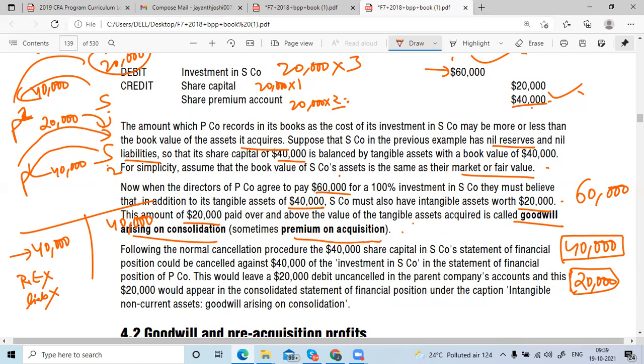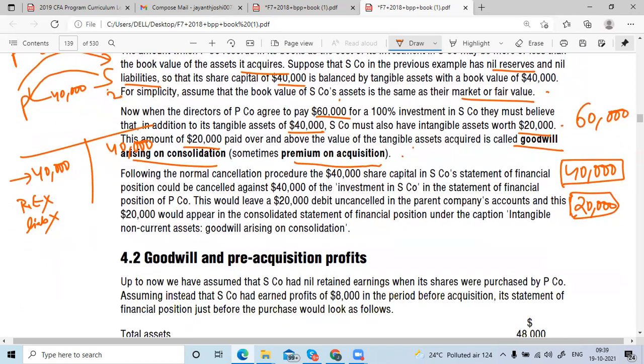Premium on acquisition. So following the normal cancellation procedure, so you know how to cancel now. 40,000 share capital and 40,000 investment will be cancelled, and this will be left over. This would leave this much debit uncancelled in the parent, and this will be 20,000, and they will be showing it as goodwill under intangible assets. That is nothing but goodwill arising on consolidation. Finished.